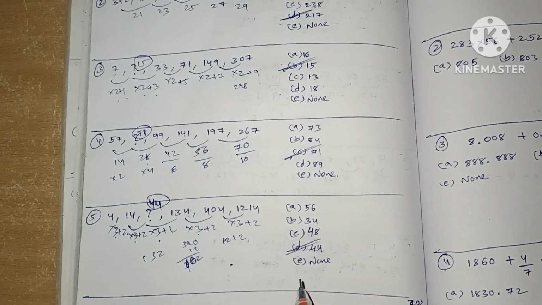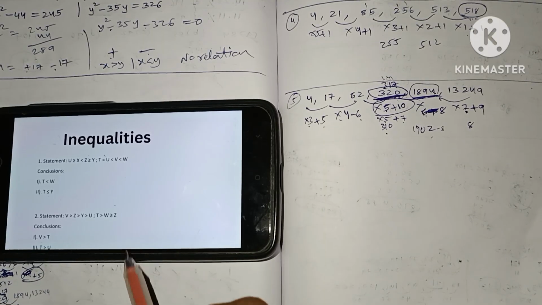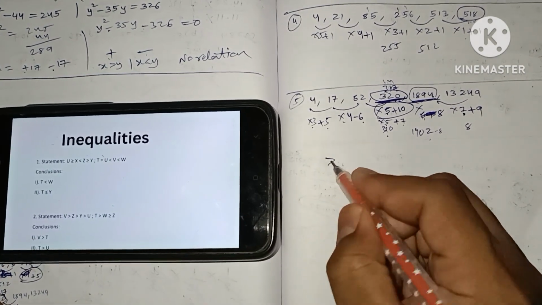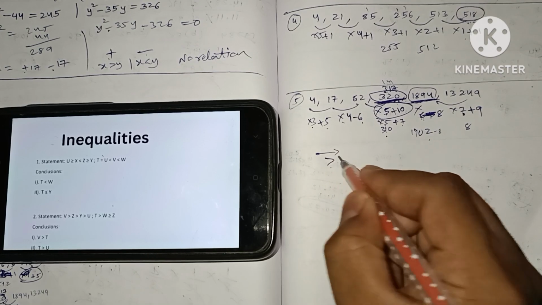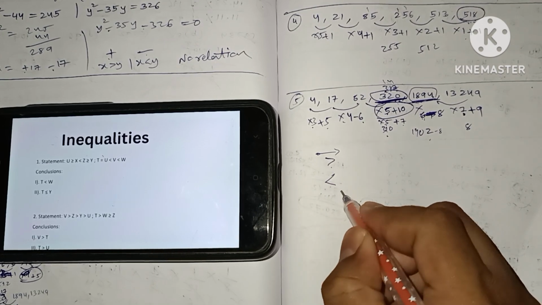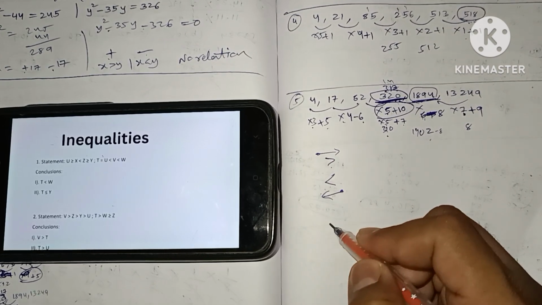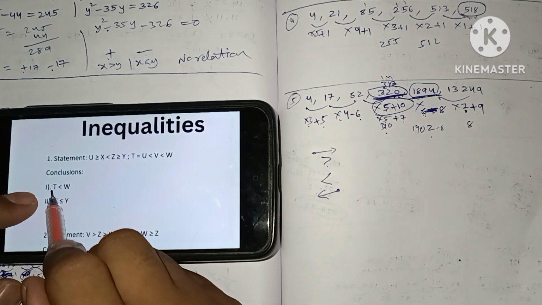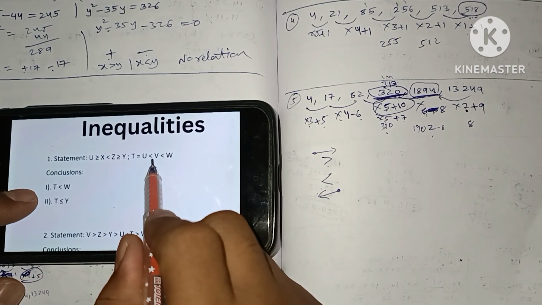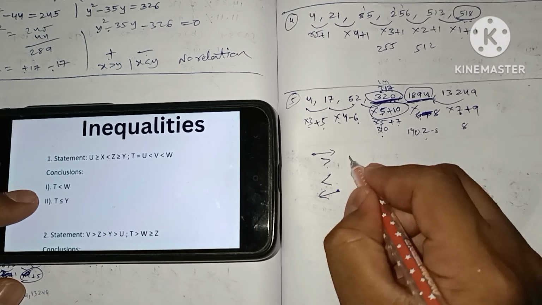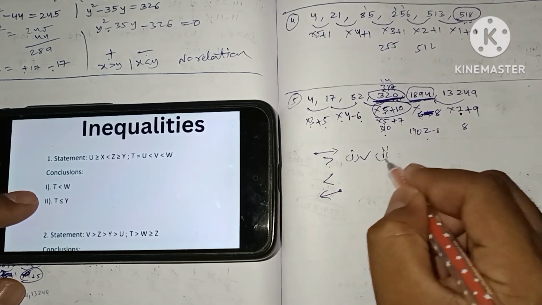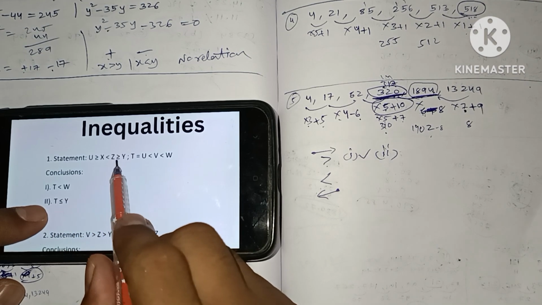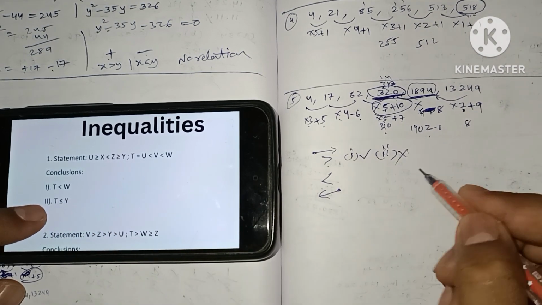Now we are going to see inequalities. So for inequalities, we use the method of flow method. If we see a symbol like this, the flow is from this side to this side. If we see a symbol like this, the flow is from this side to this side. Let's see and understand with direct questions. The flow from W to T. From W we can reach to T. It is possible. So first conclusion is true. Second conclusion, the flow from Y to T with everywhere equals to. From Y there is no flow. So second conclusion will be false.